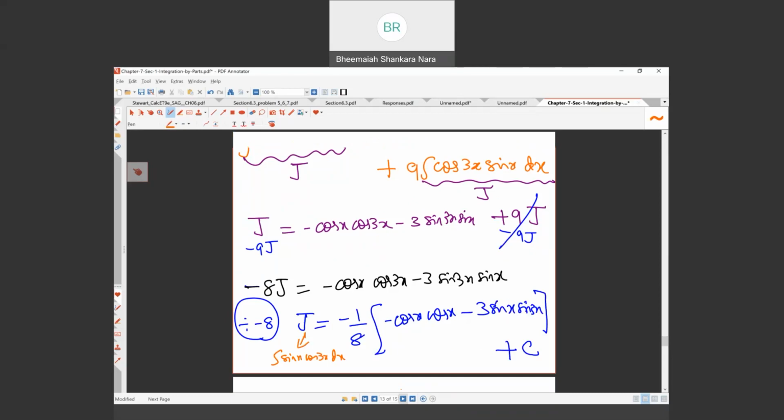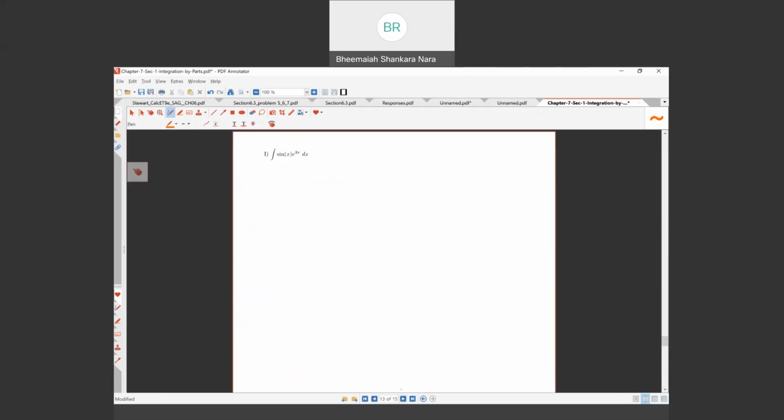The next one, sin x times exponential 3x. This is also a loop problem. You will see a loop, which means the integration keeps going. So at some point, you will identify the given integral as J. You're renaming the integral. So let me make two columns, D and I.